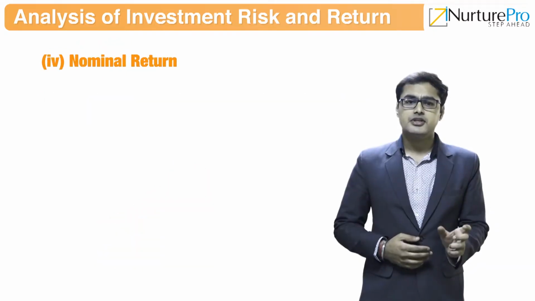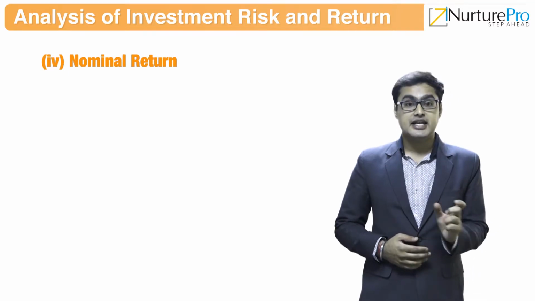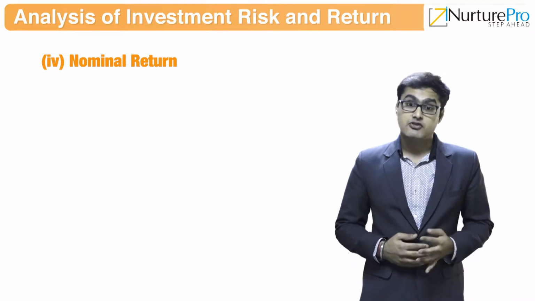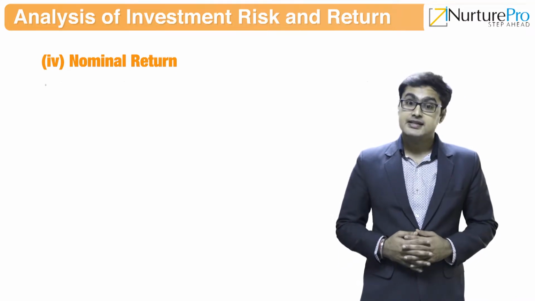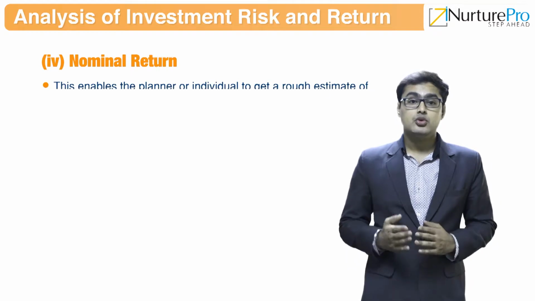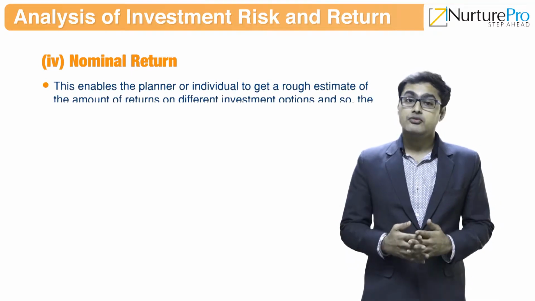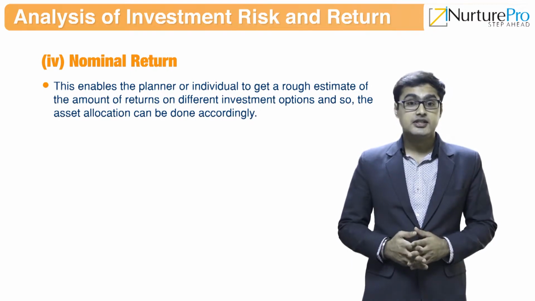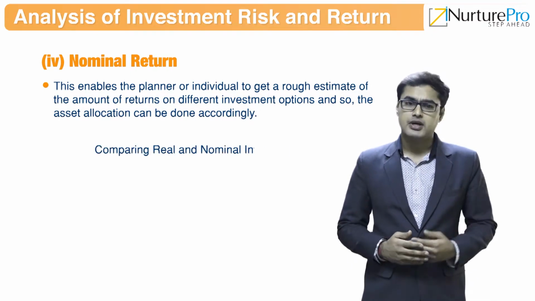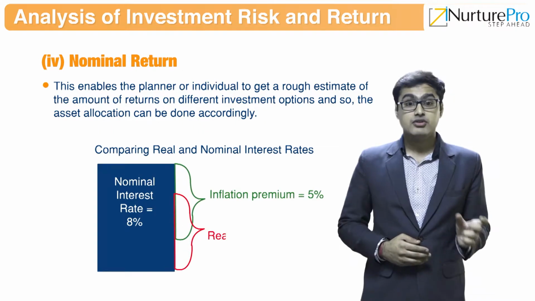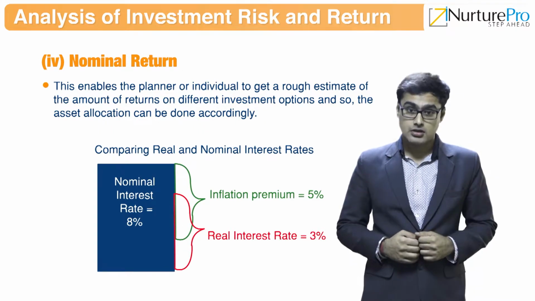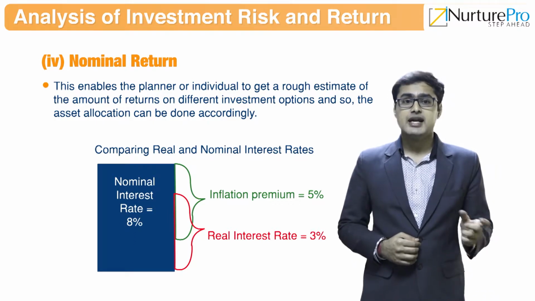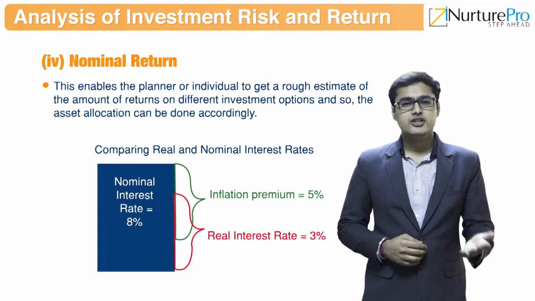A nominal rate of return is the amount of money generated by an investment before factoring various expenses such as taxes, investment fees, and inflation. This enables the planner or individual to get a rough estimate of the amount of returns on different investment options, and so the asset allocation can be done accordingly. For example, data on a mutual fund might show the fund's nominal rate of return as 5%, but also show its rate of return after taxes on distribution and sales of fund shares as only 3%.